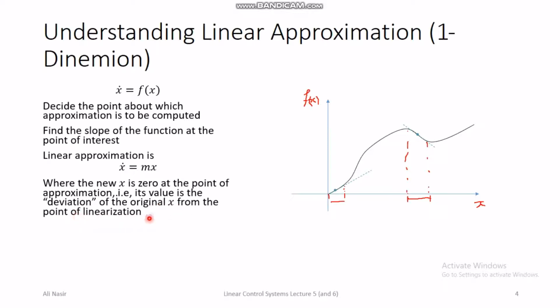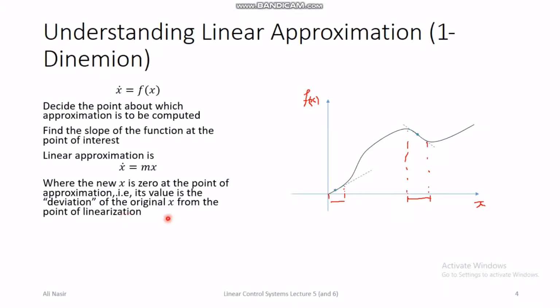For example, here if this point is x equal to 1 in the original, then in the linear approximation the new x will be 0 here. Here the original x will be equal to 2, but the new x will be equal to 1. Here the original x will be equal to 0, but the new x will be equal to minus 1. So minus 1 means that we have a deviation of 1 on the negative side from the point of operation, or from the point of linear approximation.